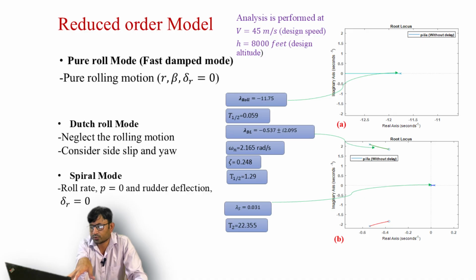Now the time to double is 22.3. That means after 22 seconds the amplitude will double. As a pilot or as an engineer, you can think that it is good to have a larger time to double, because the pilot will have sufficient time to recover the aircraft. If the time to double were just 1 second, then just after you hit the spiral mode, after 1 second the amplitude would become double, and then more and more as time progresses. So if you have more time to double, it is good for us, because we will have sufficient time to recover the aircraft.